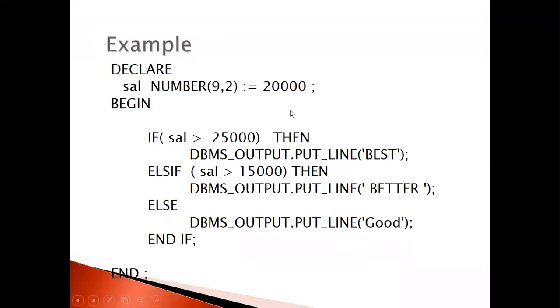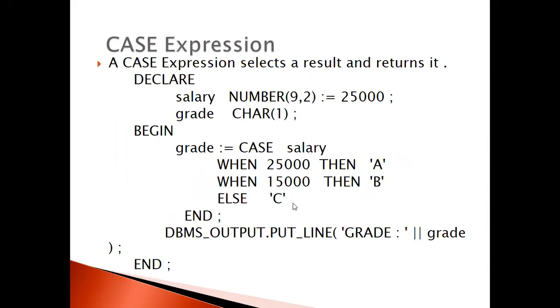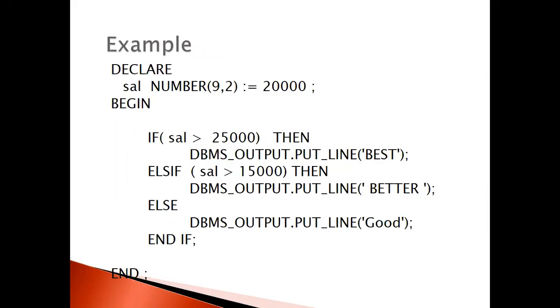Similar example: if salary is greater than some value, then you're printing something. What is the 9,2 in the salary number declaration? If you remember, last time when we considered the declaration of variables for number, it doesn't need to mention the precision. If you mention it, you can specify how many floating digits you want. In this one, 9,2 means that the total number of digits can be 9, but the precision should not exceed 2, including the precision value.